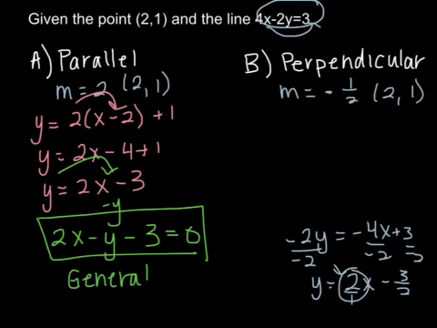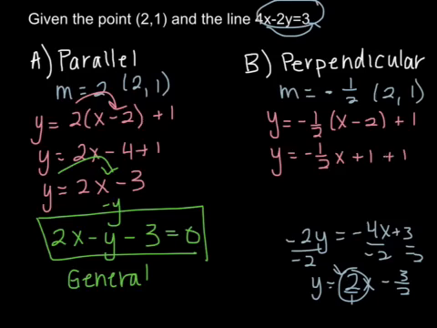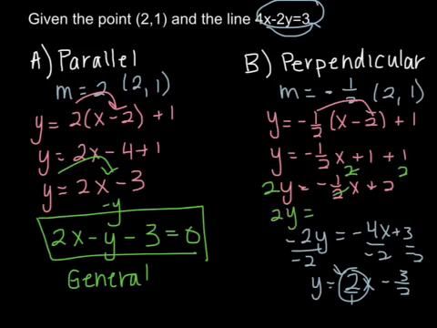Let's do the same thing here. Let's set it up. y equals negative 1/2 times (x minus 2) plus 1. So that gives me y equals negative 1/2 x plus 1 plus 1. When I distribute that, a negative times a negative is a positive. So I get y equals negative 1/2 x plus 2. If I want to put this into general form, I'm going to multiply everything by 2, which will cancel the fraction, and I'll get 2y equals negative 1x plus 4.